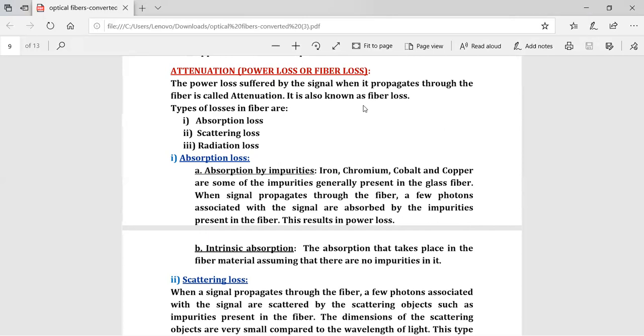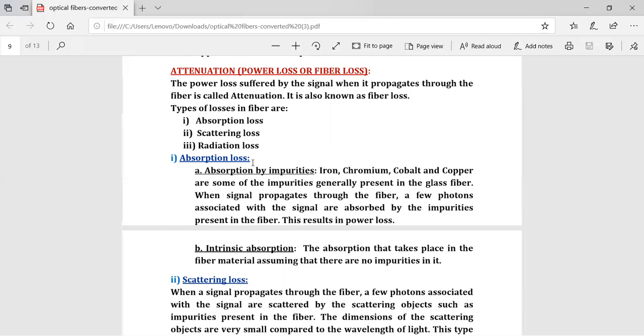As the length of the fiber increases, the loss in the light signal will also increase. So here there are three types of losses, three types of attenuation. What are the three types of losses? There may be loss in the light signal due to absorption losses, or due to scattering losses, or due to radiation losses. Now let us study one by one. First one is absorption loss.